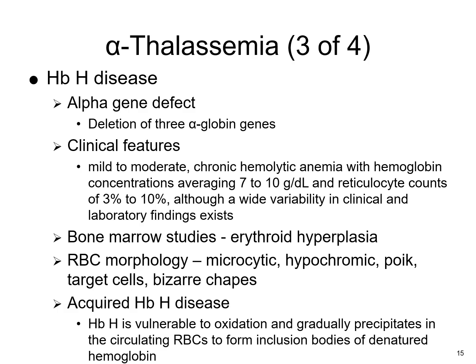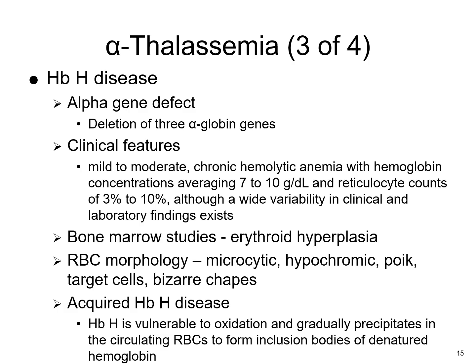Reticulocyte counts are elevated and they're usually between 3 to 10%. This will reflect increased bone marrow activity to help try to compensate for the anemia. However, the clinical severity and laboratory findings can vary widely among patients. Bone marrow studies will typically reveal erythroid hyperplasia, which is an expansion of the red blood cell precursors as the marrow attempts to keep up with the demand for new red cells.